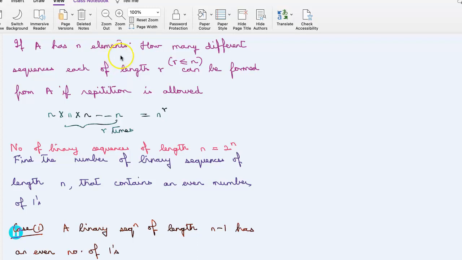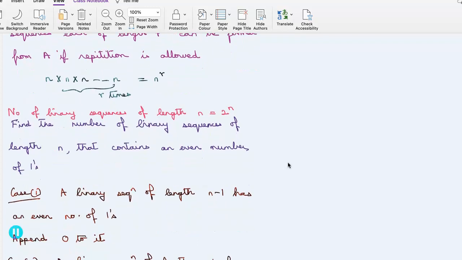If A has n elements, how many different sequences, each of length r less than or equal to n, can be formed from A if repetition is allowed? So the first element can be chosen in n ways, the second in n ways, and so on. By the fundamental principle of counting, this is n multiplied r times, that is n raised to r. Now we need to remember the number of binary sequences of length n is 2 raised to n. So go to the first problem.